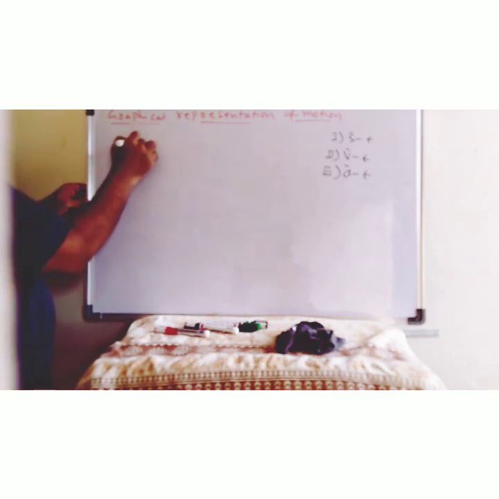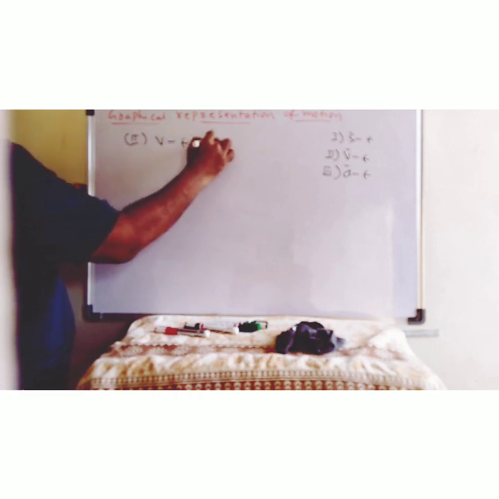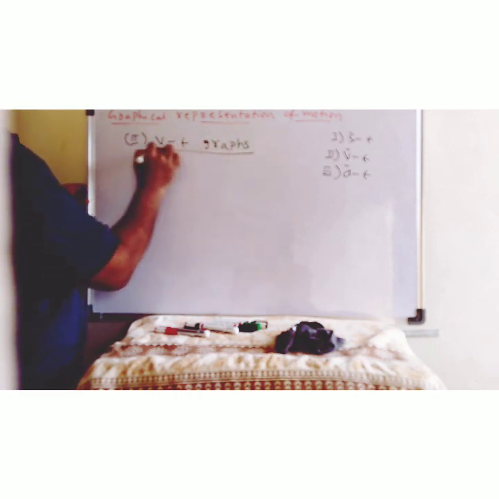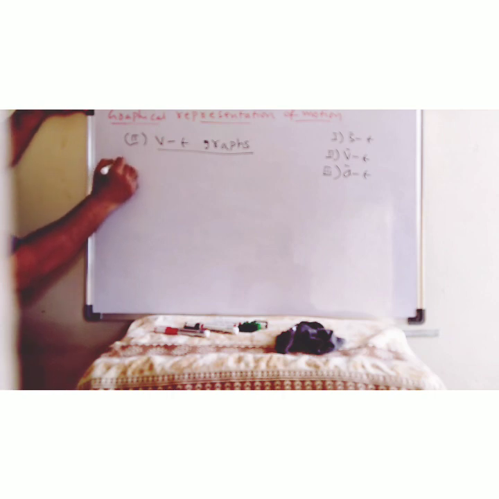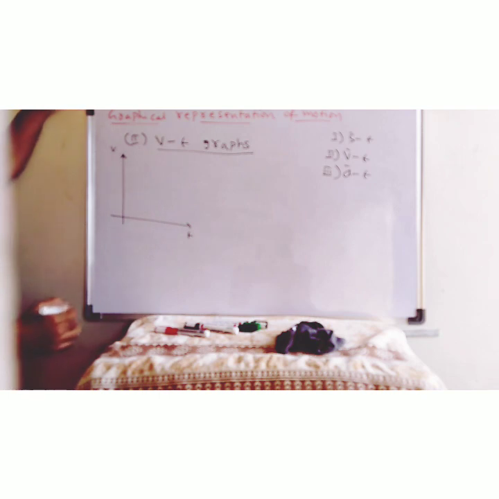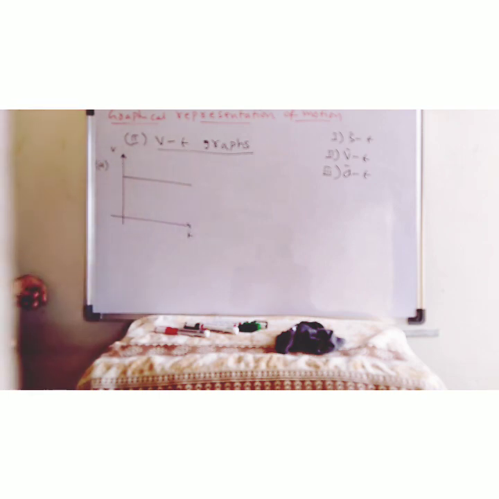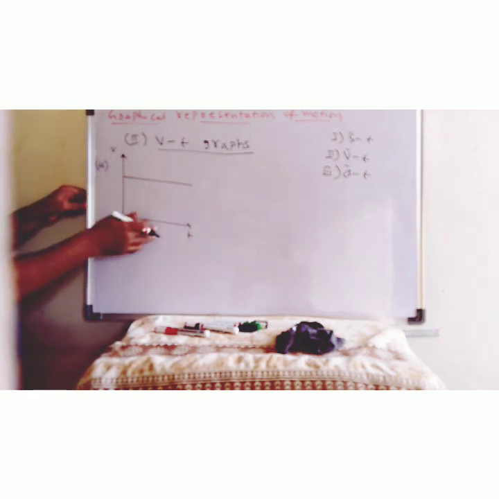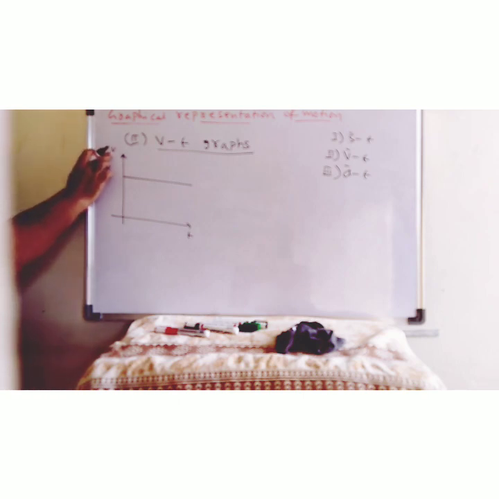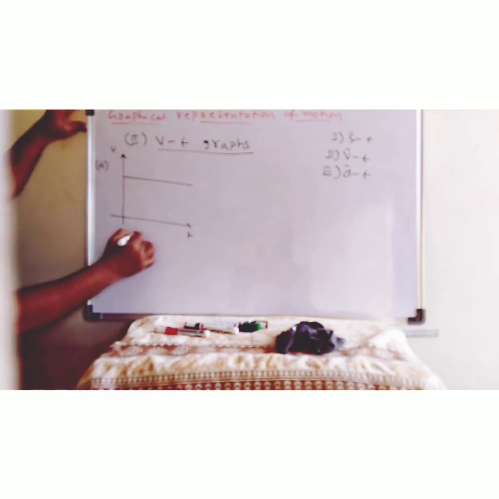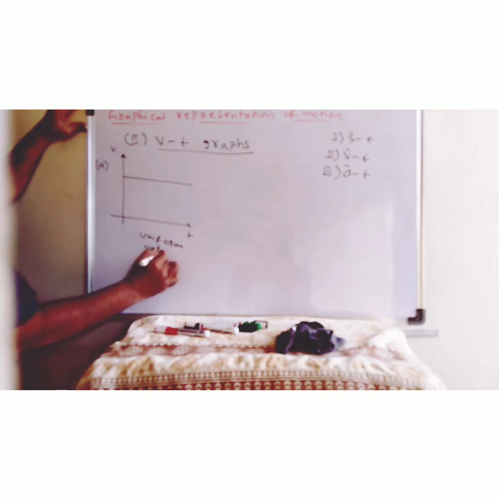Now, see the second one, the velocity time graphs. Regarding the velocity time graph, see carefully here. Suppose I draw like this, let us say this is case number 1, a velocity time graph. Observe carefully, it is parallel to the x-axis. What is happening to v? V is not changing. If v is not changing, that is uniform velocity.